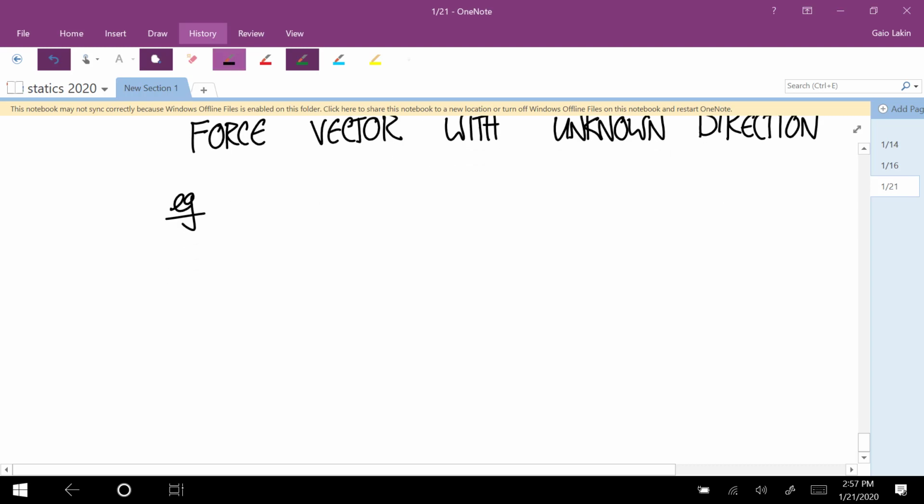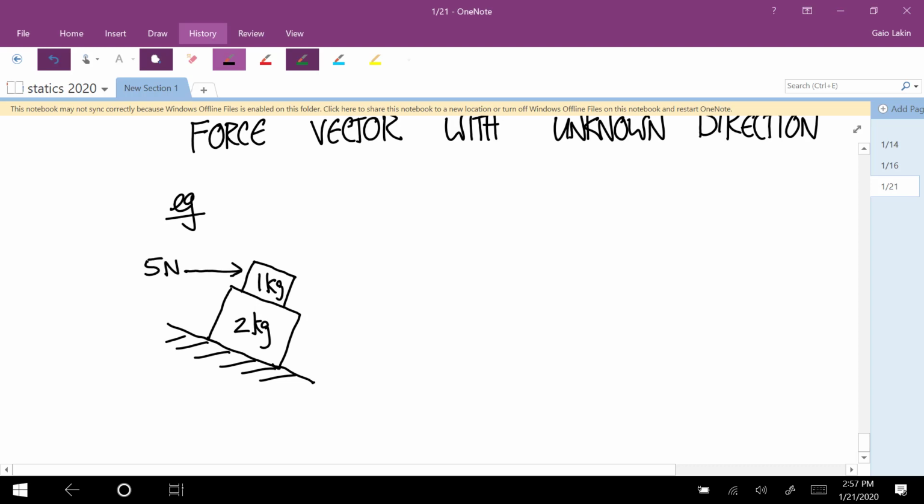Okay, so let's say that you have a box on an incline. And the lower box has a mass of 2 kilograms, and the upper box has a mass of 1 kilogram. And let's say there's a horizontal force this way of 5 newtons on the top box, and a force vector parallel to the ground of 10 newtons on the bottom box. And we'll assume that there's friction between the 1 and the 2, and between the 2 and the ground.